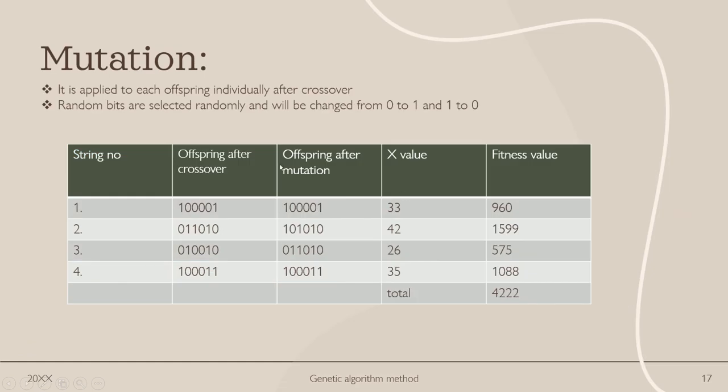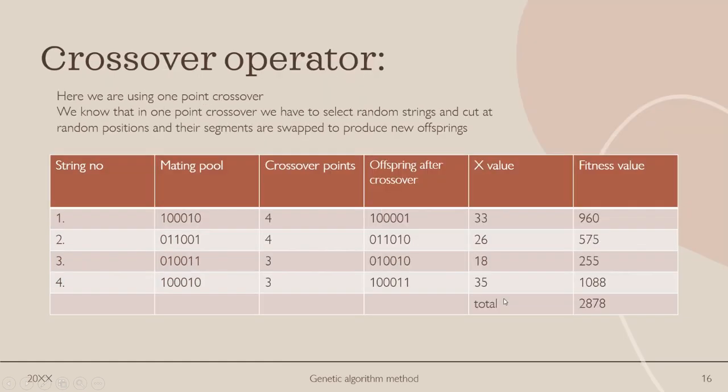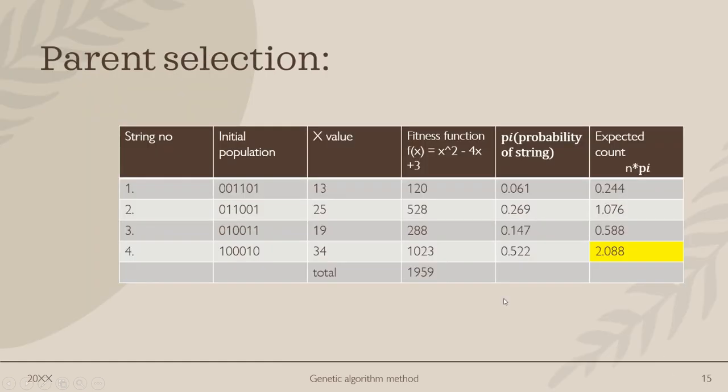And now we will do the mutation operation. We know that mutation is nothing but random bits being selected and changed from 0 to 1 and 1 to 0. So here I changed some values. And if you find the x values and fitness values, the final output will be greater than the initial value.